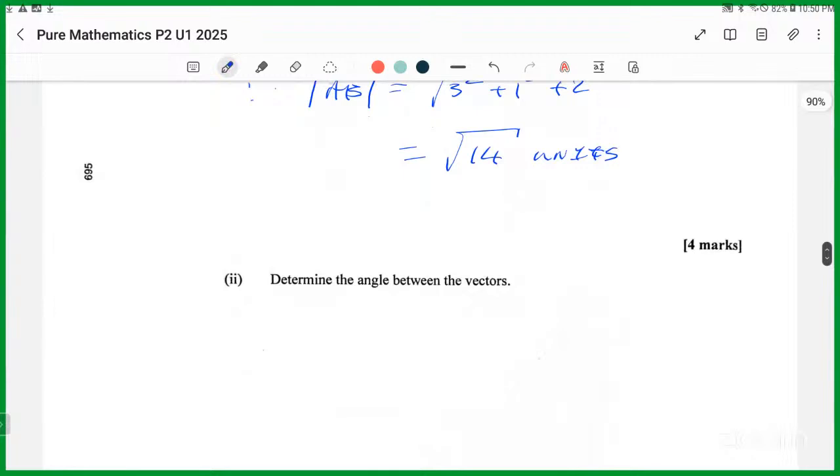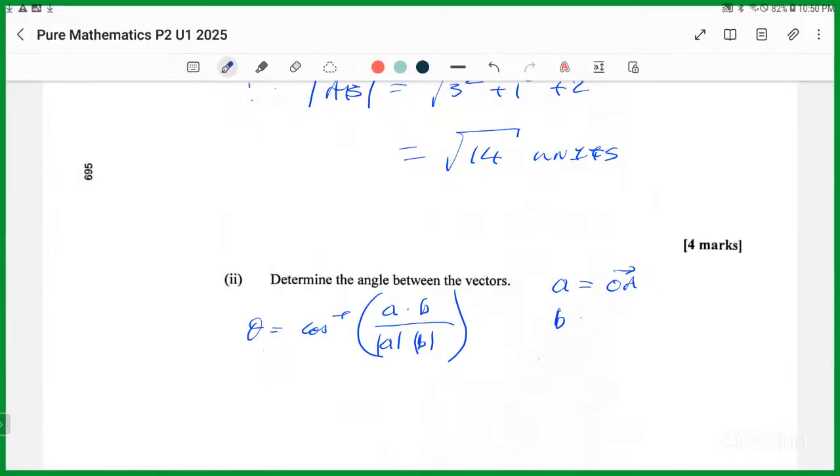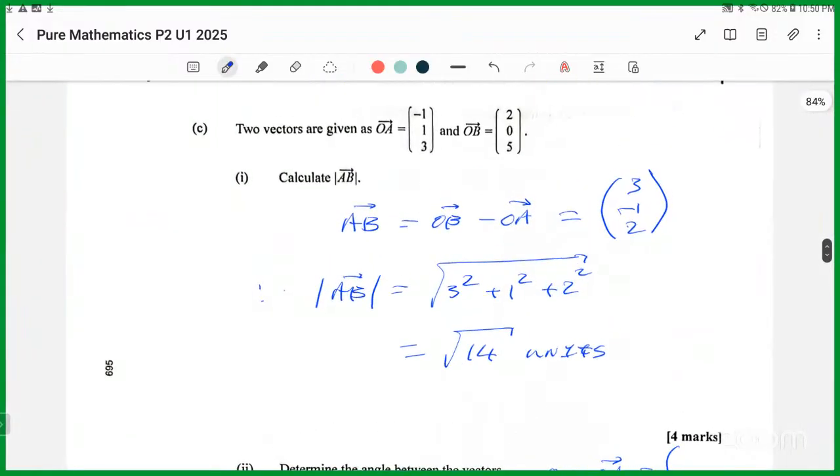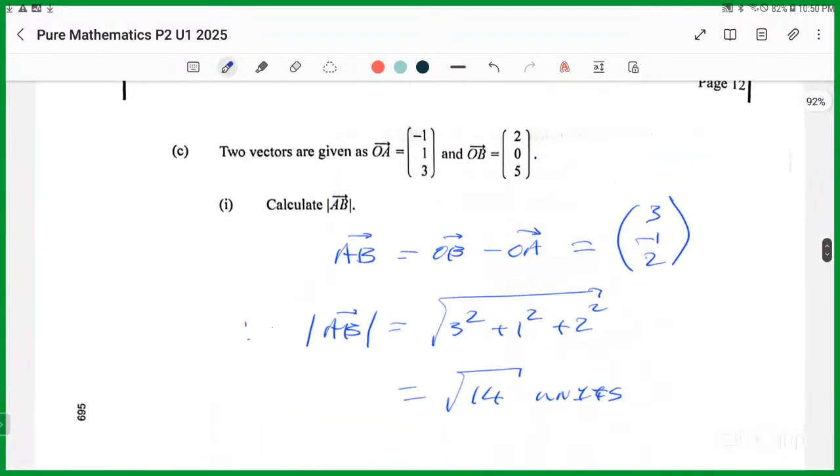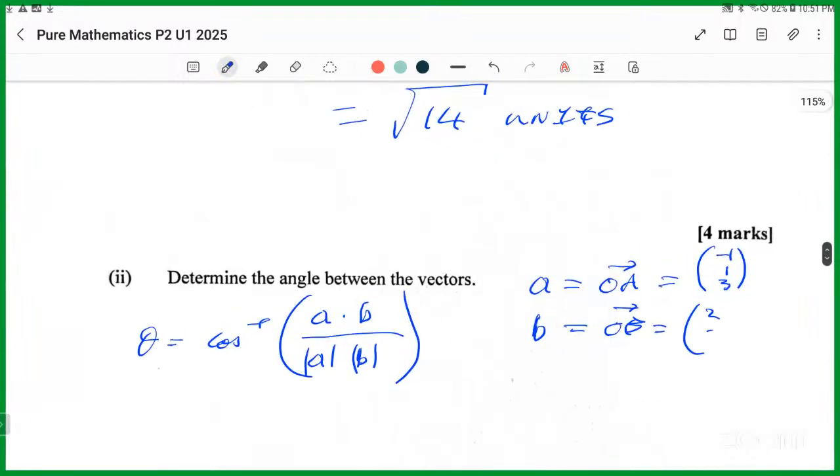The angle between the vectors, remember, theta is cos to the minus 1 of the scalar product A dot B over the product of the modulus of A and the modulus of B. A is the vector OA, which is minus 1, 1, 3, and B is the vector OB, which is 2, 0, 5. We're just using them here.